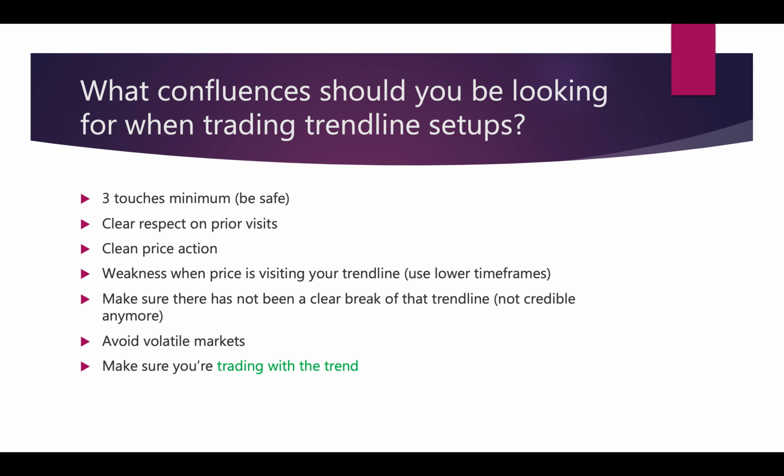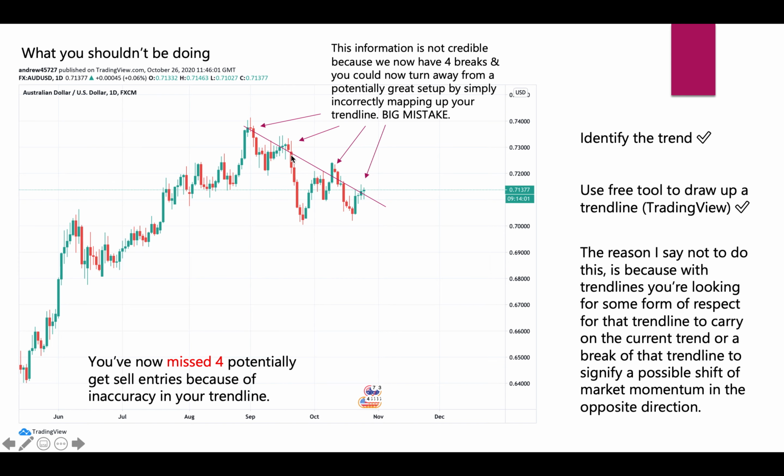So make sure there's not been a clear break of that trend line, because as we know, if a break of a trend line occurs, the trend line is no longer credible, okay? So here, say for example, that trend line is a good trend line. We've had breaks of it. It's no longer a credible trend line, all right?